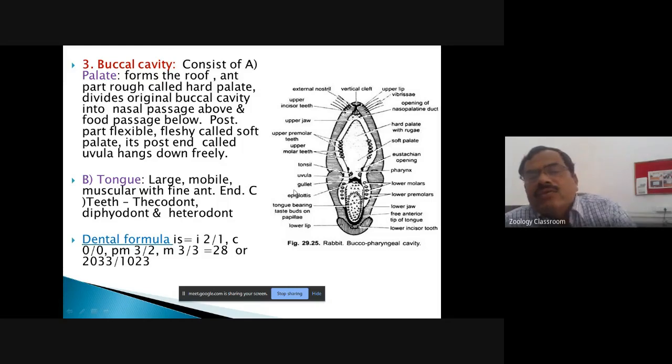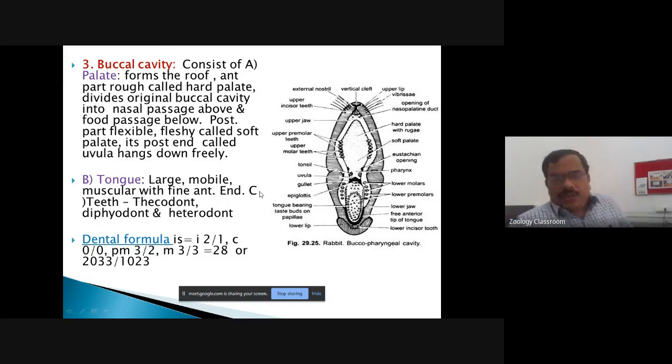It is hanging freely. If you open your mouth in front of your mirror, you are able to see this uvula. Then come to the tongue. The tongue is a large structure. It is mobile, meaning it is movable as it is muscular. The anterior end is somewhat rounded, while on the lateral side, that is on the upper jaw and the lower jaw, the teeth are present.